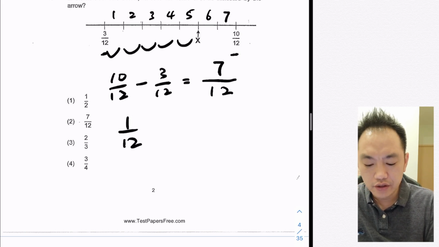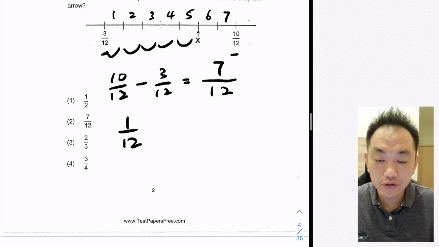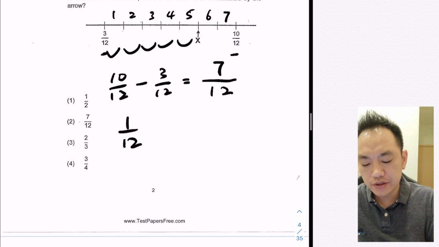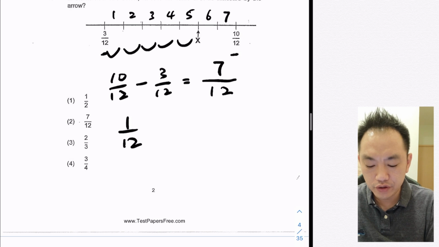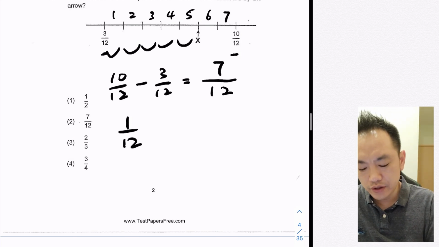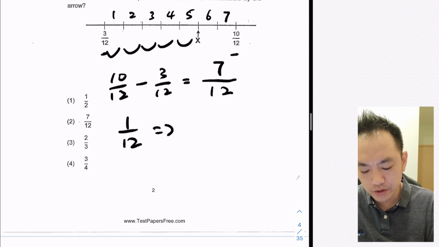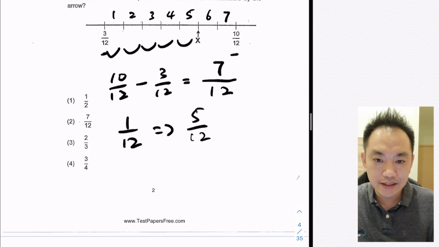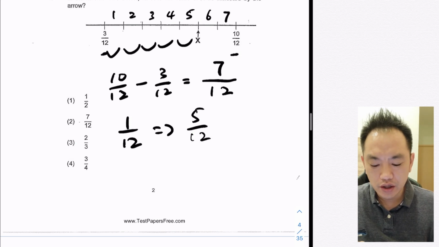So now we need to find out what is the value of x. So what's the position of the x? From 3 out of 12, if you count, that's 1, 2, 3, 4, 5. So totally there were 5 sectors. So that means it was 5 out of 12. But that's not the answer. That's the length between 3 out of 12 to x.